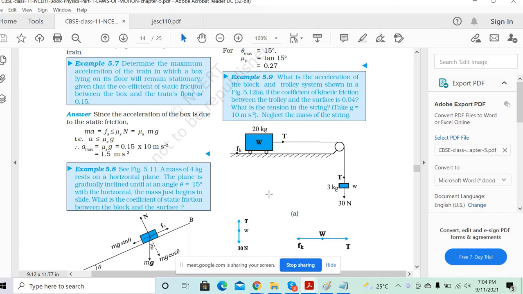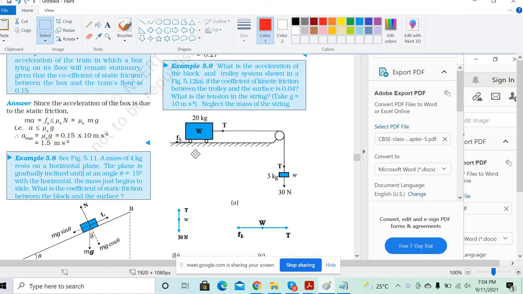Okay, can you see my screen now? Yes, sir. Perfect. So let's see this part now.